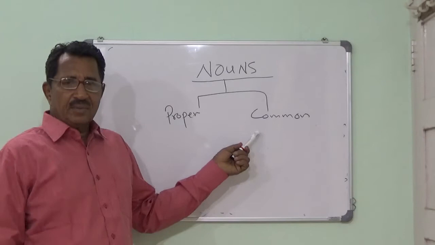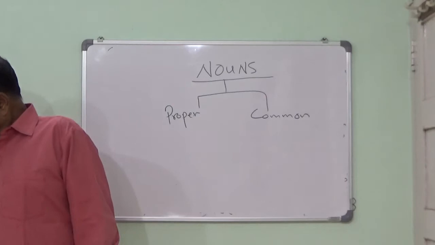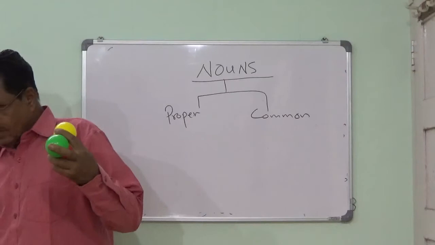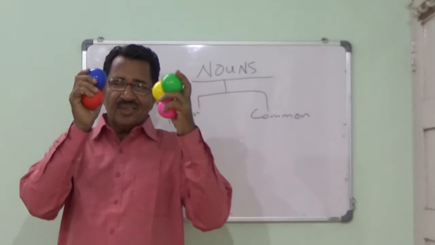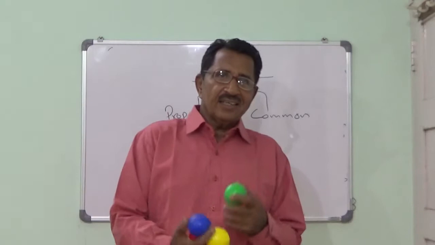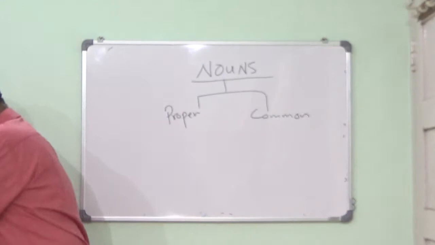Then common nouns, that's very interesting. How many? No. One. Two. Three balls. Four balls. How many? Five balls. So what have I done now? One, two, three, four, five. What have I done? I have counted. Now look at this.